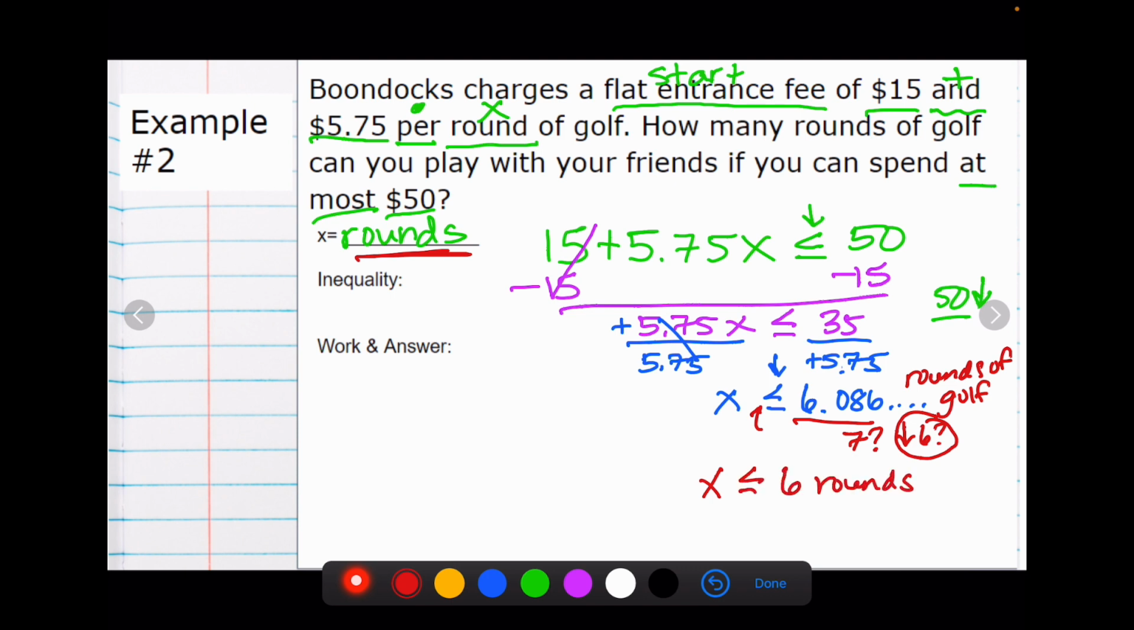rounds. Some of you might type in rounds of golf. Rounds is just good. How many rounds can you play? Less than or equal to 6 rounds.